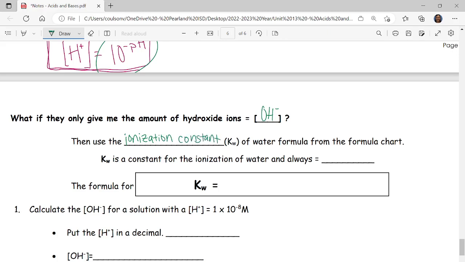So your ionization constant is your Kw of water, and that is given as 1.0 times 10 to the negative 14th power. So 1.0 times 10 to the negative 14th, and the formula that we're going to use this with most often is that the ionization constant of water, or 1.0 times 10 to the negative 14th, is equivalent to the hydrogen ion concentration, or the hydronium ion concentration, times your hydroxide ion concentration.